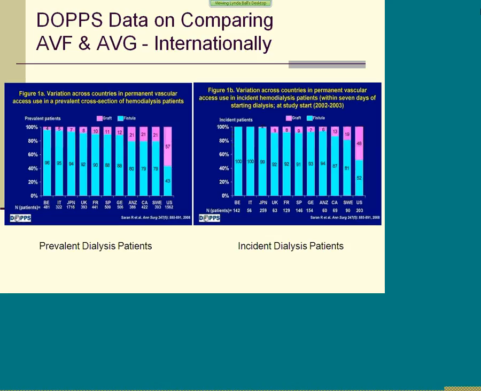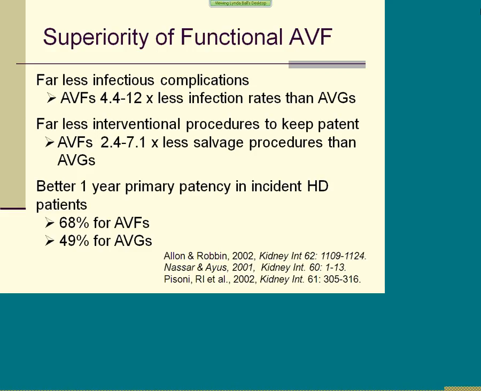Fistulas are in the blue, and in that magenta color are the grafts. You can see that we're far more heavily weighted toward grafts than fistulas when it comes to our prevalent dialysis patients. When we look at the new patients, we have more patients starting with fistulas than with grafts. But more than anything else, we end up with catheters as the number one access for new patients.